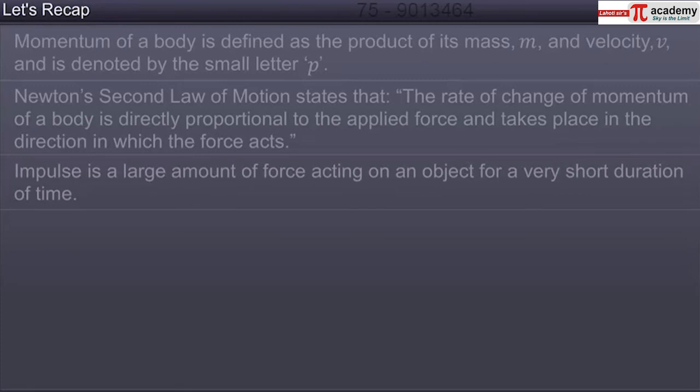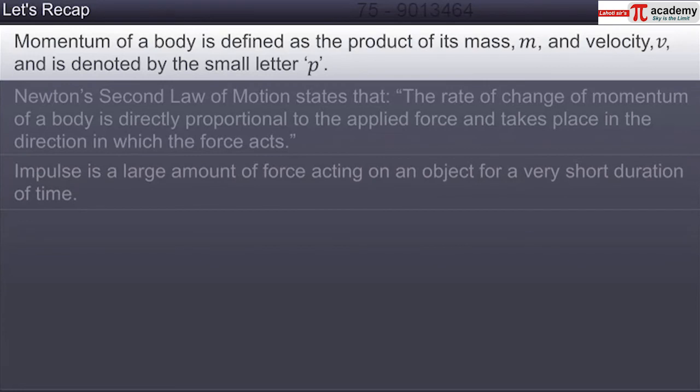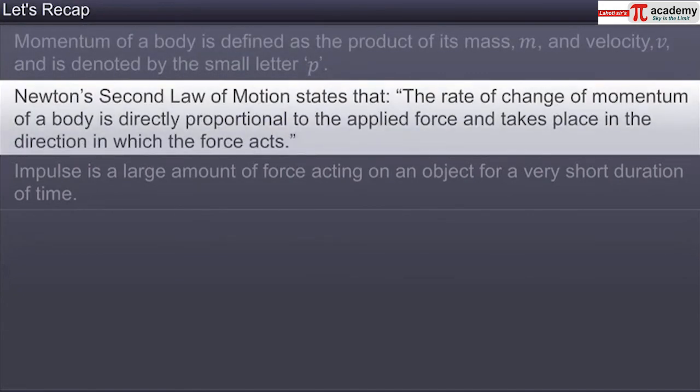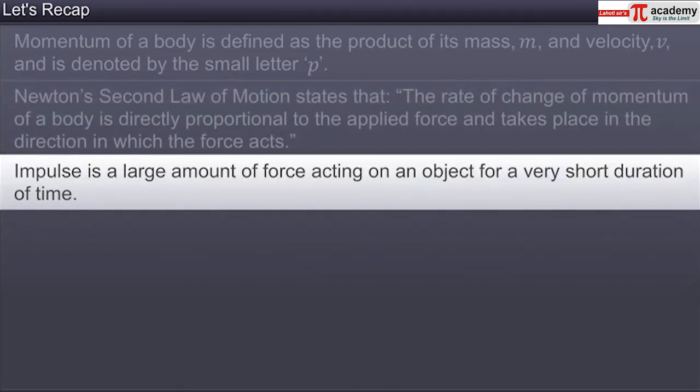In this module, you learnt that momentum of a body is defined as the product of its mass m and velocity v, and is denoted by the small letter p. Newton's second law of motion states that the rate of change of momentum of a body is directly proportional to the applied force and takes place in the direction in which the force acts. Impulse is a large amount of force acting on an object for a very short duration of time.